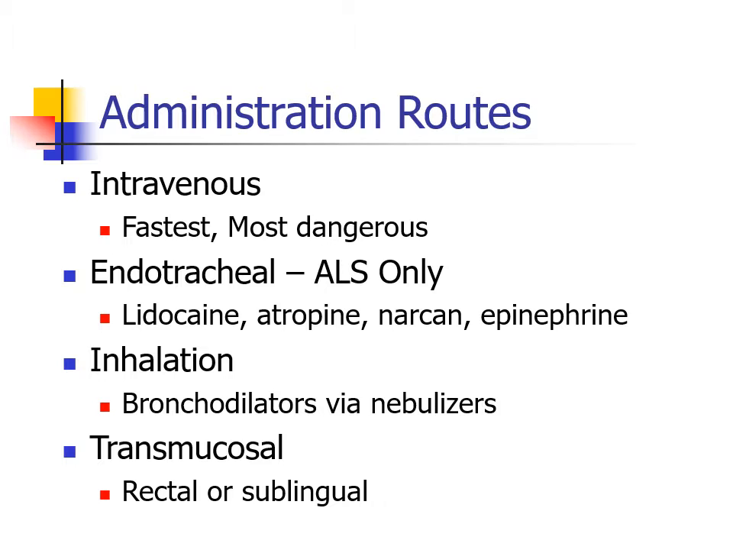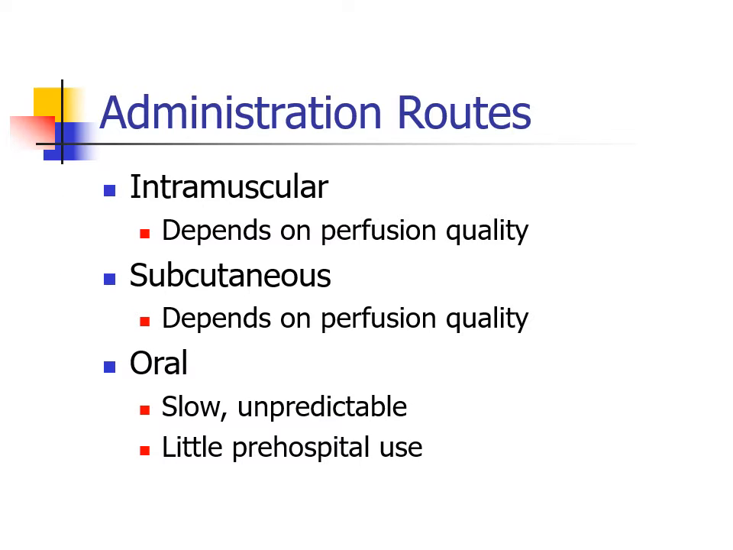Administration routes. Intravenous is the fastest, however it is the most dangerous. Endotracheal, for ALS only, includes lidocaine, atropine, Narcan, and epi. Inhalation, bronchodilators via nebulizers, and transmucosal, rectal or sublingual. Intramuscular, subcutaneous, and oral, although it can be slow and unpredictable and is rarely used in pre-hospital.